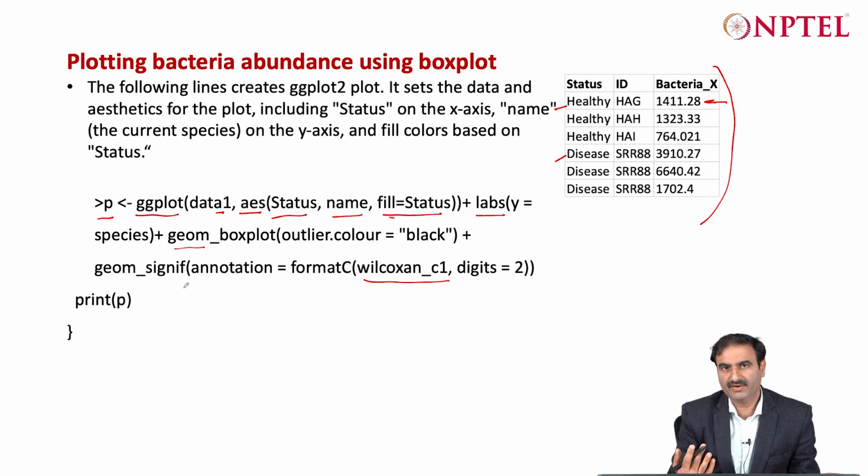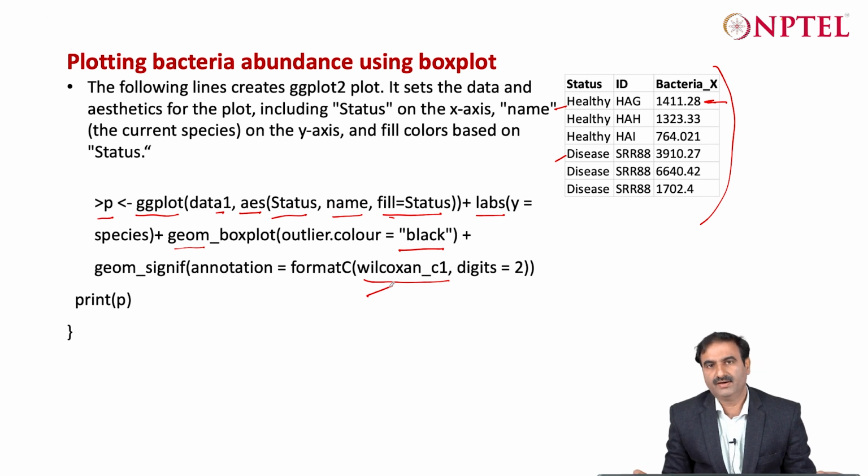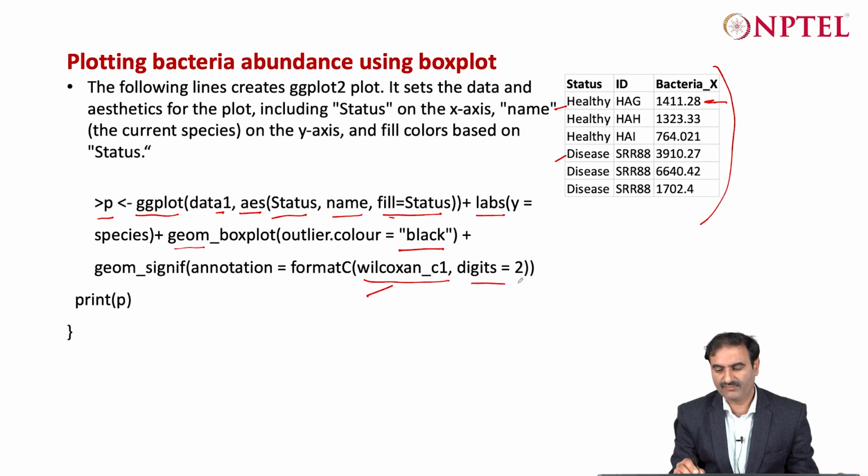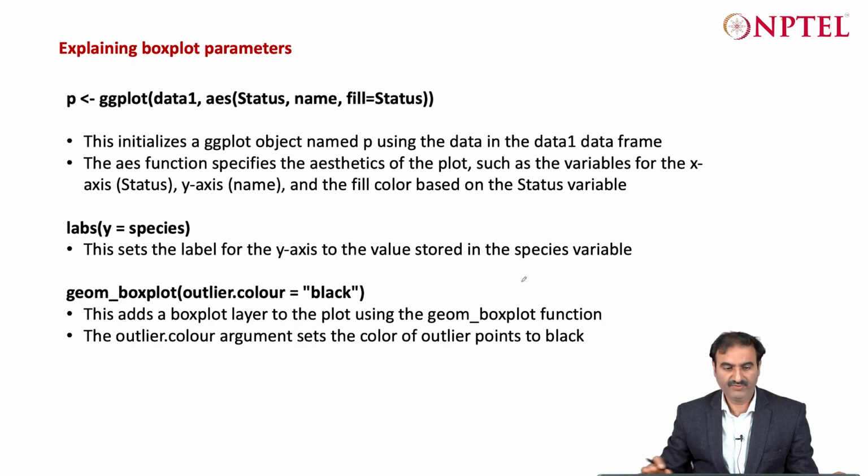When we make a box plot there will be some outliers and we want to color them differently. So we will put outlier color equal to black. We want to give the significance or the statistical value to the plot. For that we have already calculated the table using the Wilcoxon test, and calculated the p-value, which we have rounded off to 2 digits here, and then say print. So if you see here, it defines what we have used earlier.